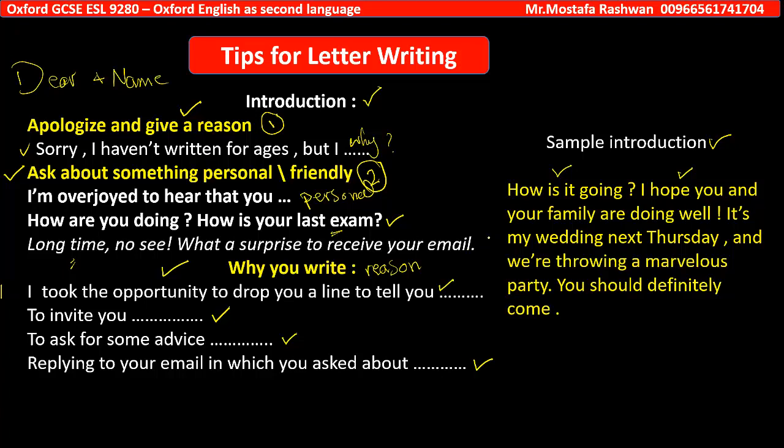And then he told him why he writes: there is an occasion of his wedding party next Thursday and he's inviting him. So it's really clear that the student here is inviting his friend to his birthday or wedding party. And finally he said you should definitely come. This is a good personal style and informal register.